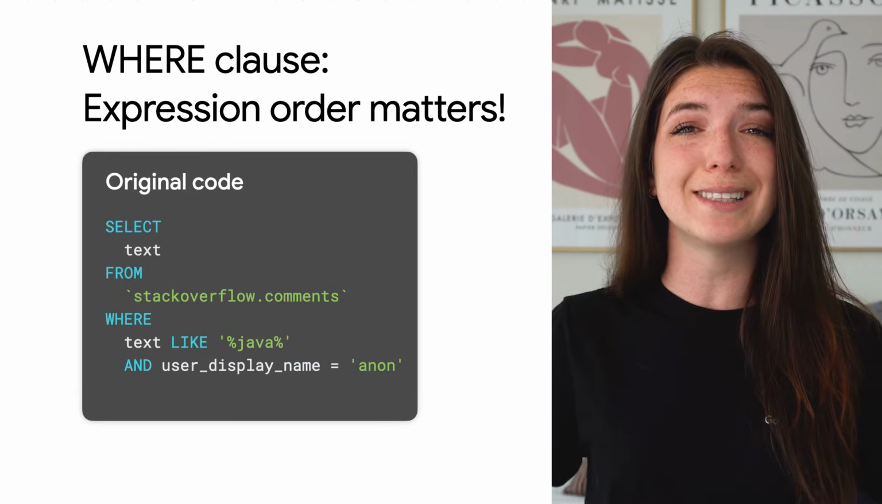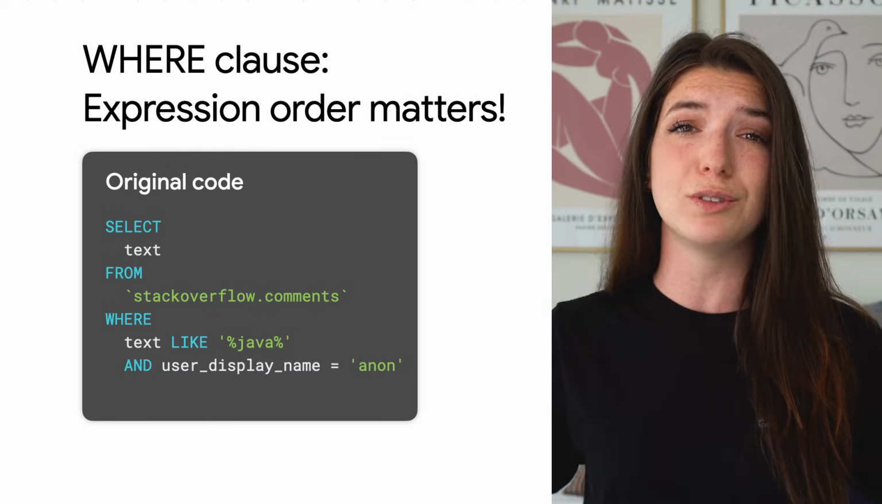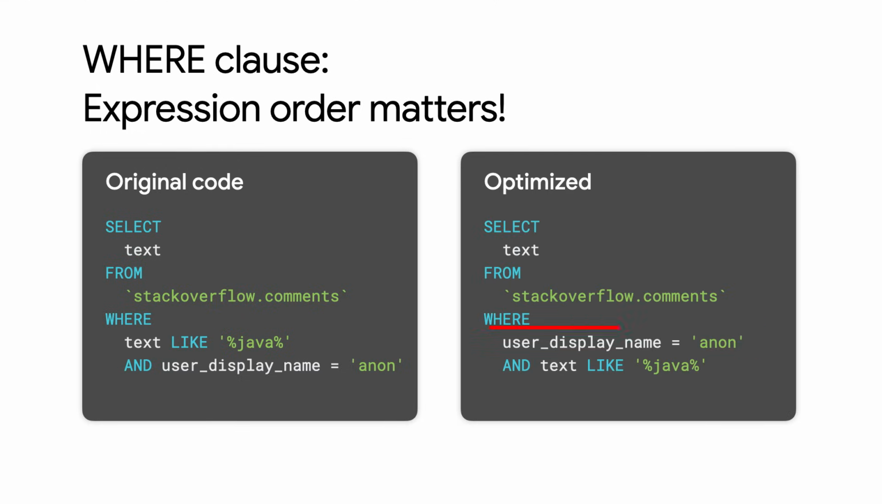One last way to optimize queries is by tweaking the way you do filtering and ordering. Something you may not realize is that when you are using a where clause, BigQuery assumes that you have chosen the best order for your filters. Meaning the first part of your where clause should always contain the filter that will eliminate the most data.